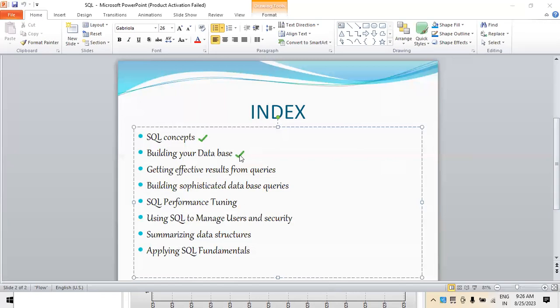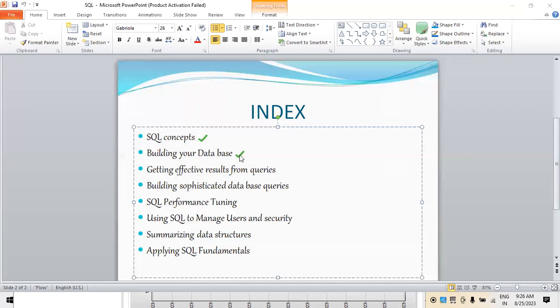After that, I'm going to explain building our own database, because whenever we want to write SQL queries, it is always important to have knowledge of the database and how this database has to be connected. Usually we use a SQL database, normally SQL Server. So building the database is important.